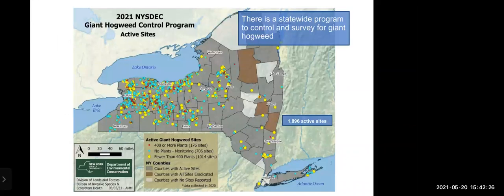The DEC has a statewide control program aimed at eradicating giant hogweed. That's unlike basically any other invasive species because it's so potentially hazardous to human health. So this is a map of active control sites. You can see from this map that the infestation is most dense near the Rochester area and has spread from there. Yellow dots indicate sites with less than 400 plants. Red dots indicate sites with more than 400 plants. And blue dots indicate sites where hogweed has been eradicated, but the DEC is still monitoring. There are currently just shy of 1,900 active sites.